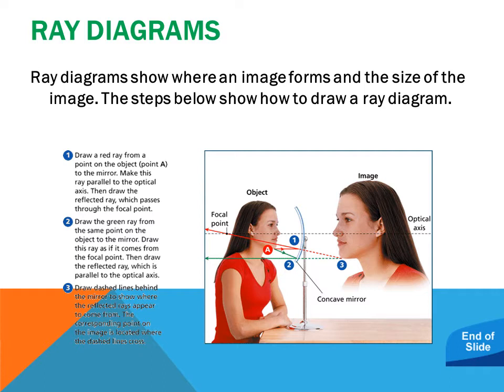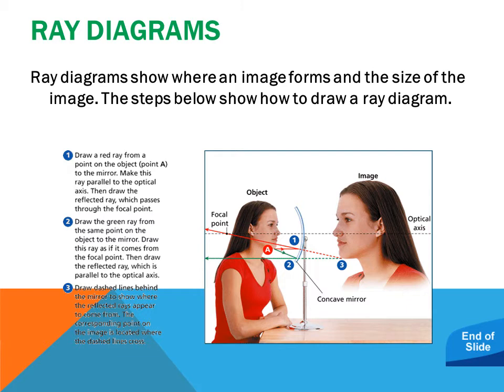Let's have a look at this picture where you can see the object is denoted as A. First step is to draw a ray or a line which is perpendicular to the optical axis towards the mirror. You can see in the figure there is a red ray which is drawn from the object A. Then that red ray is reflecting from the mirror, and that reflected ray is passing through the focal point. This is the first step.